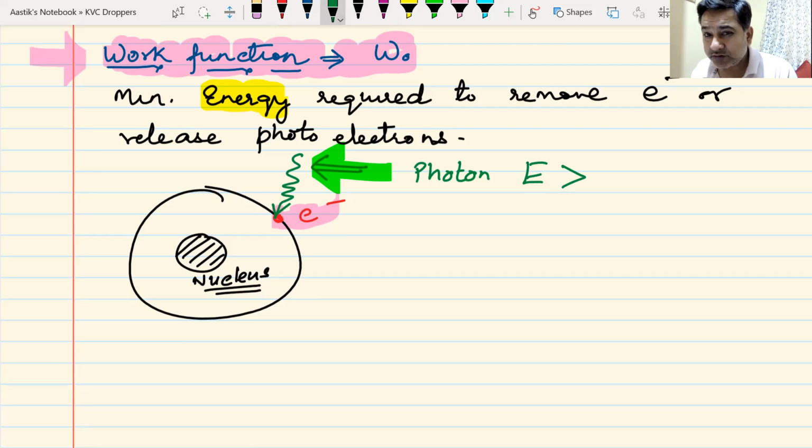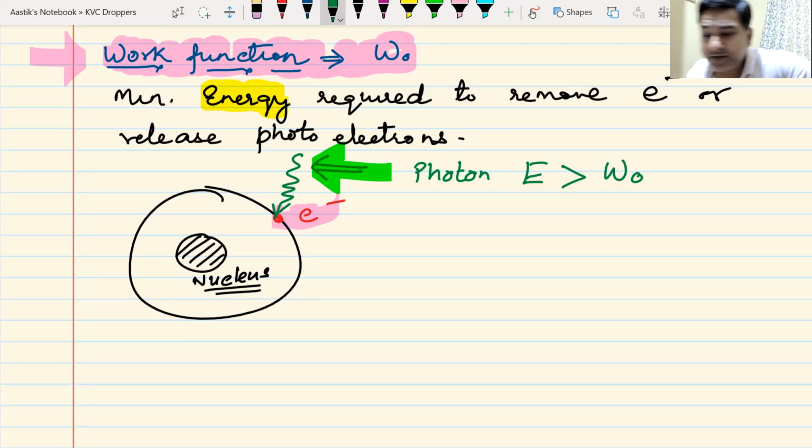To liberate this electron. This electron is held together by the nucleus. Parents, don't go anywhere, stay with us. When the photon comes, I'll take her away or take him away. Energy of the photon is more than the energy of the electron. It should be more than the work function.